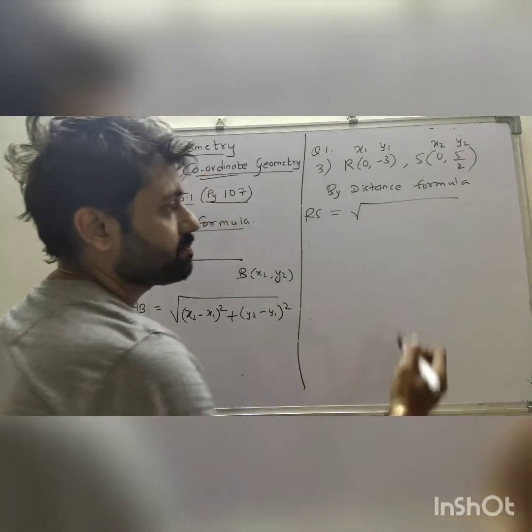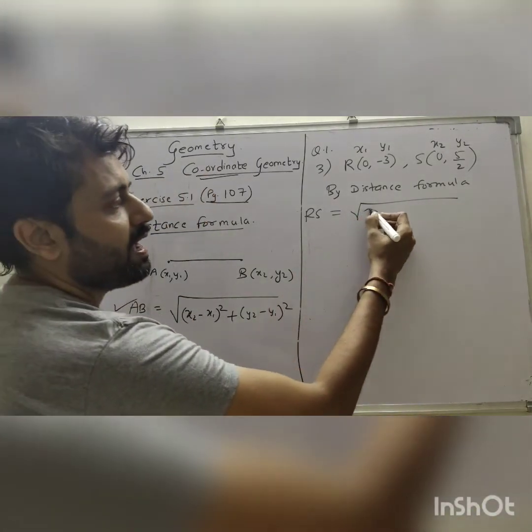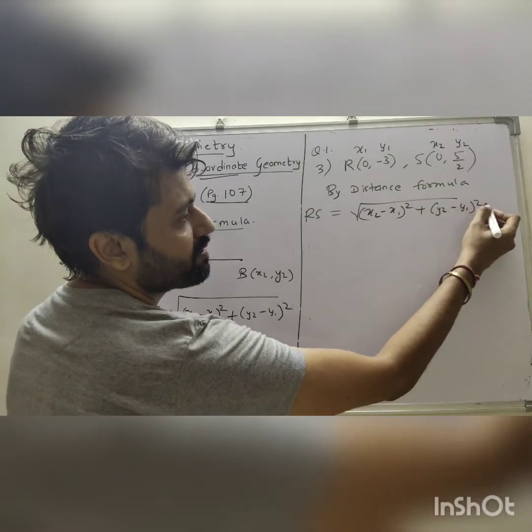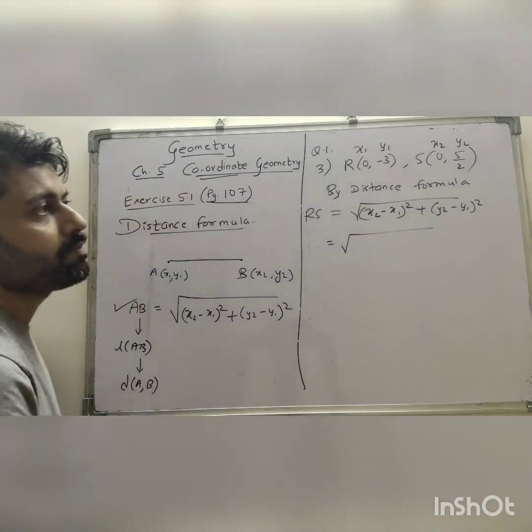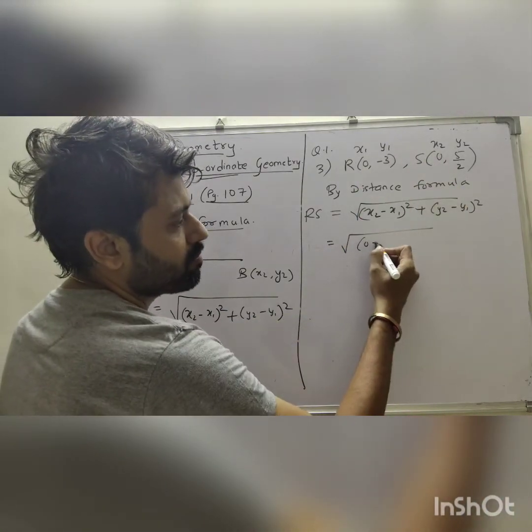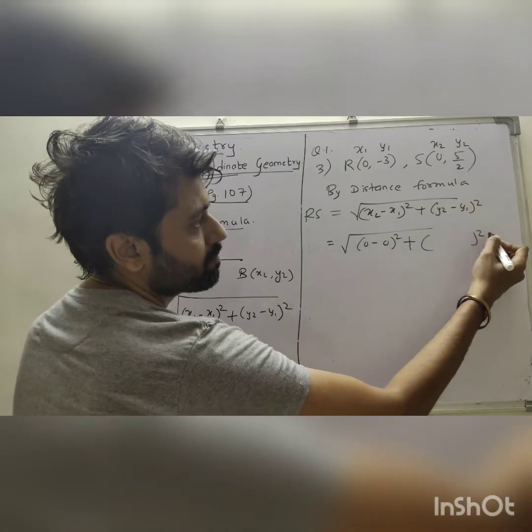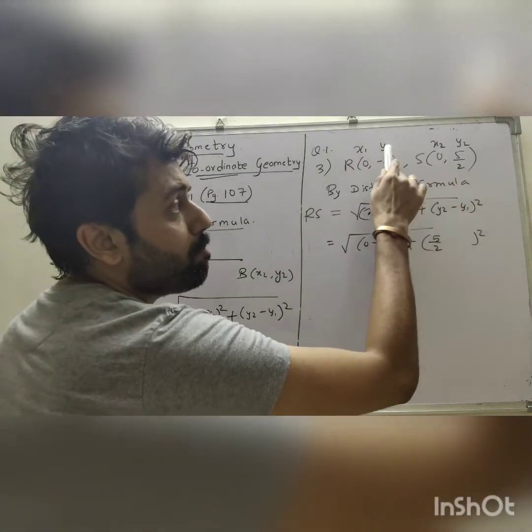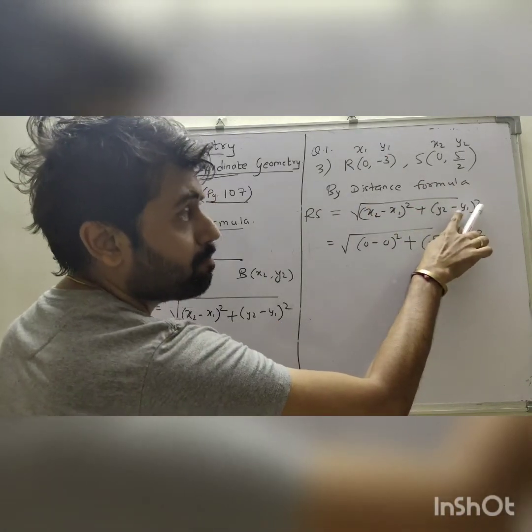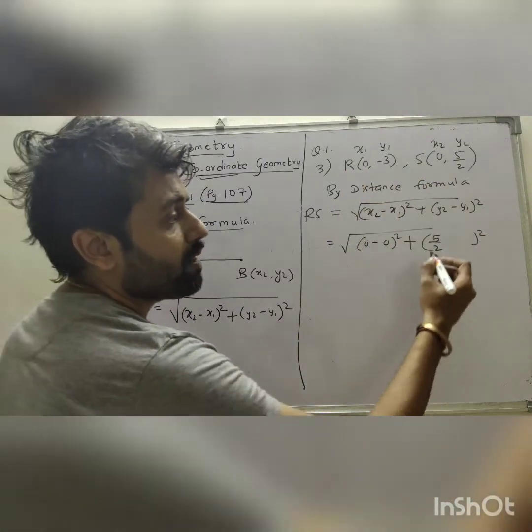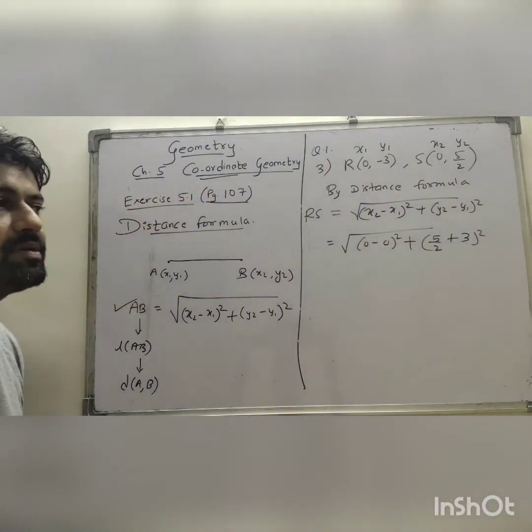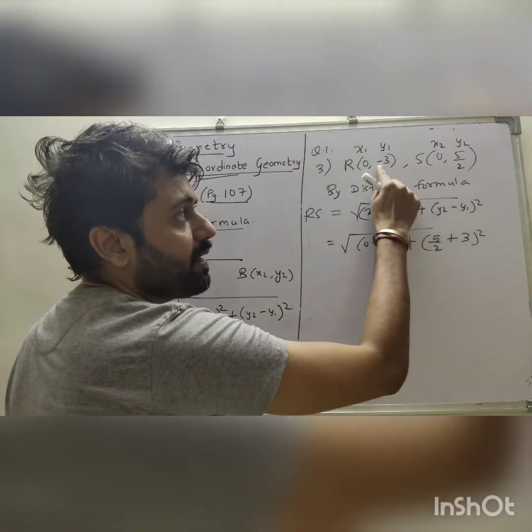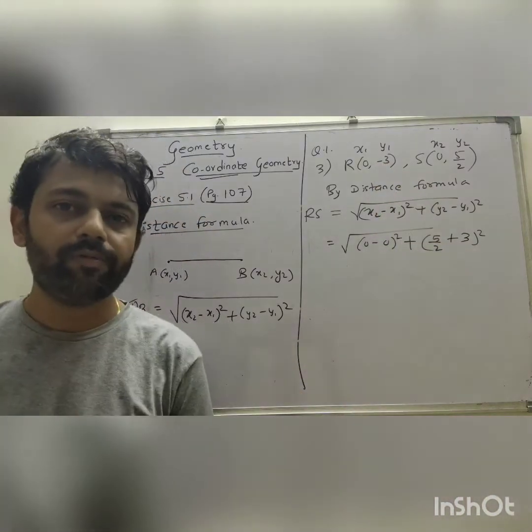The formula is this: root of x2 minus x1 the whole square plus y2 minus y1 the whole square. 0 minus 0 the whole square plus y2 minus y1, that is 5 upon 2, y2 minus this minus 3. Minus minus, two times will come, so it becomes plus 3. Remember this. How did this become plus? Because I have written y2 minus 3 gives you plus 3. So directly you can write plus 3.